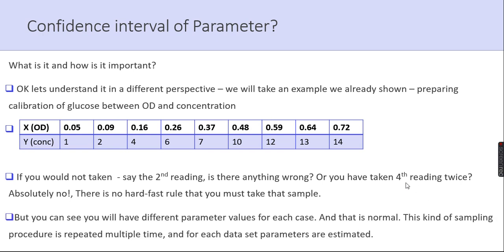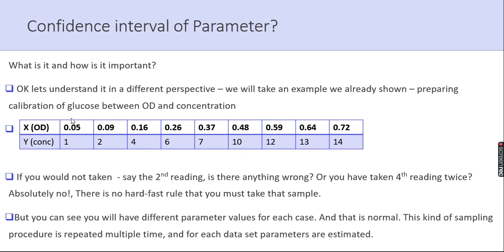Let's see how the picture changes. As I told you, if I take a different number of samples, or if I take one sample twice, our parameter value will change in each case. It is normal, but this kind of sampling procedure is repeated multiple times, and for each data set we are going to estimate the parameter. So essentially we take all those things as our starting point, but we will evaluate those scenarios.